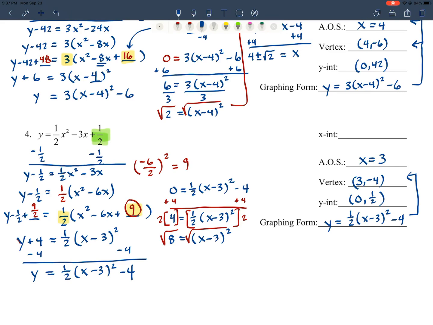Now, if you want to break down the square root of 8 into 2 radical 2, you can totally do that. Or if you want to leave it as the square root of 8 for now, that's fine. I'm going to go ahead and do it since I know what it is. That's 2 radical 2 is equal to the absolute value of x minus 3, which means x minus 3 is equal to positive or negative 2 radical 2. And then in the end, after we add 3, we have 3 plus or minus 2 radical 2 is equal to x. 3 plus or minus 2 times the square root of 2, comma 0 is our x-intercepts.